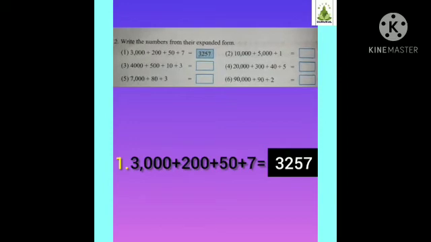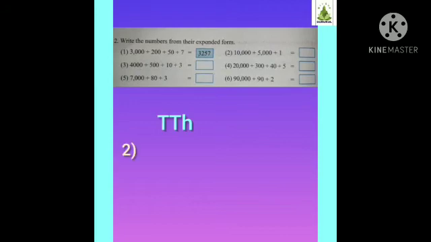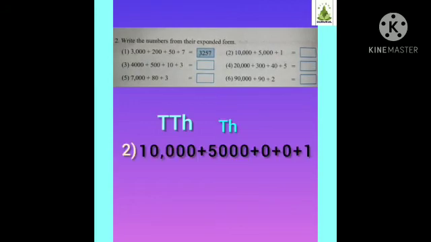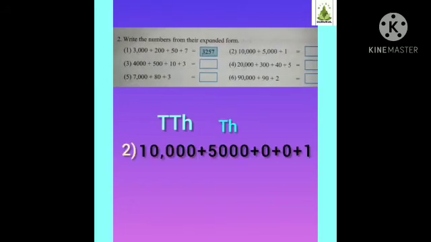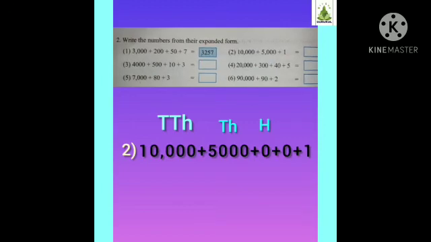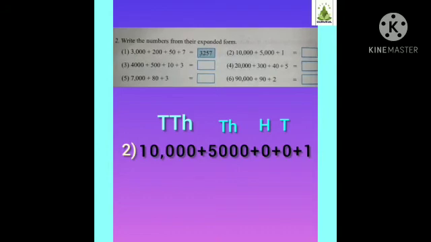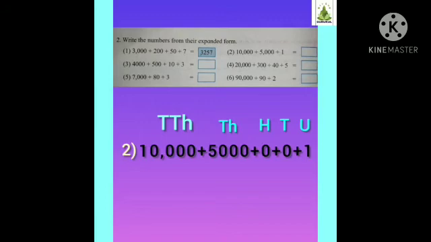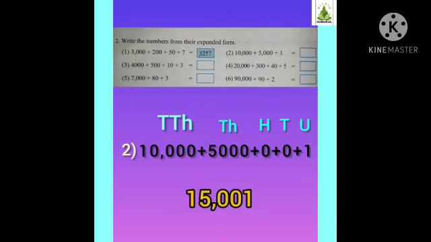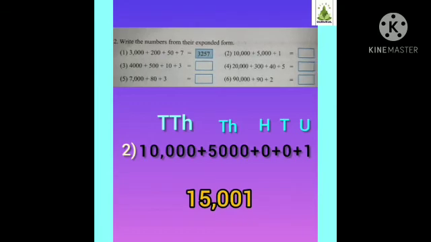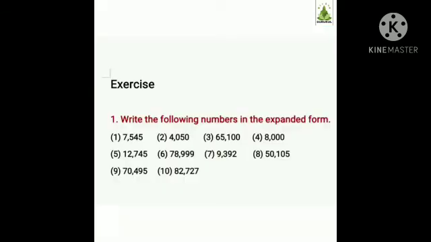3,257. Second example, 10,000 plus 5,000 plus there is no hundred plus there is no tens plus 1 means 15,001. We read this number as 15,001. Now same way practice this expanded form.